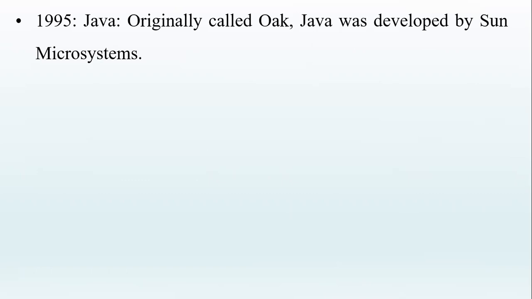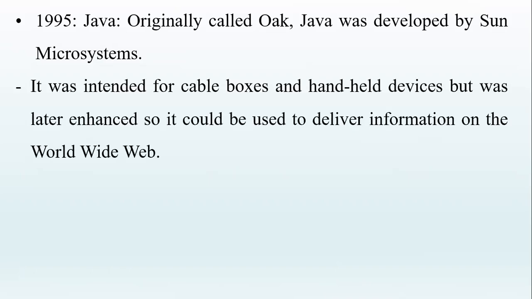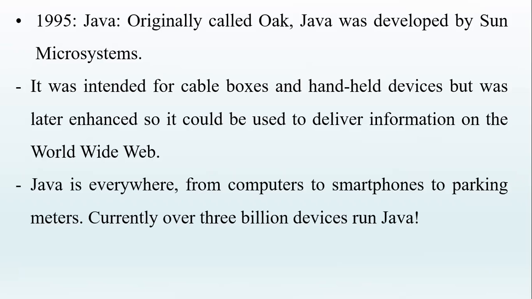In 1995, Java was developed. It was originally called Oak, and it was developed by Sun Microsystems. It was intended for cable boxes and handheld devices, but was later enhanced so that it could be used to deliver information on the World Wide Web. Java is everywhere, from computers to smartphones to parking meters, etc. Currently, over 3 billion devices run on Java.